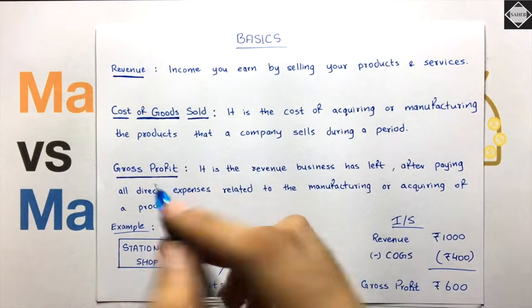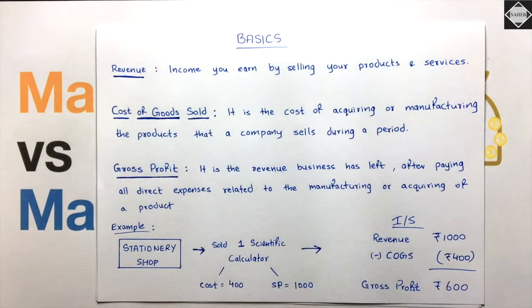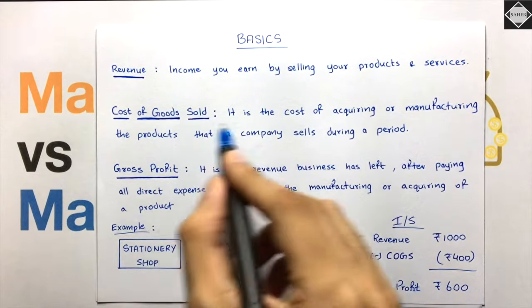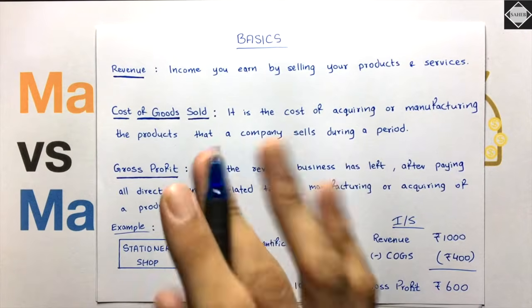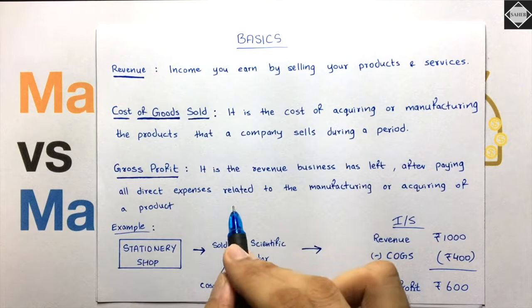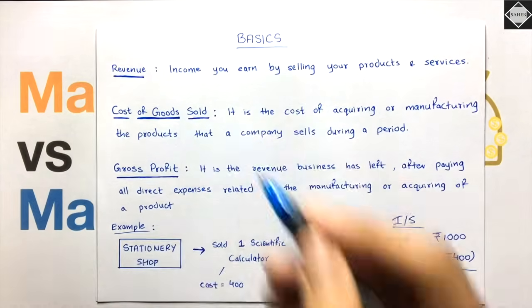And then gross profit. What is gross profit? It's nothing but revenue minus cost of goods sold. Okay, so basically if you're from a non-finance and non-accounting background, then you can think like this: this is sales, this is cost, and this is profit. Okay, simple. It is the revenue the business has left after paying all direct expenses related to the manufacturing or acquiring of a product. So basically revenue minus cost of goods sold.